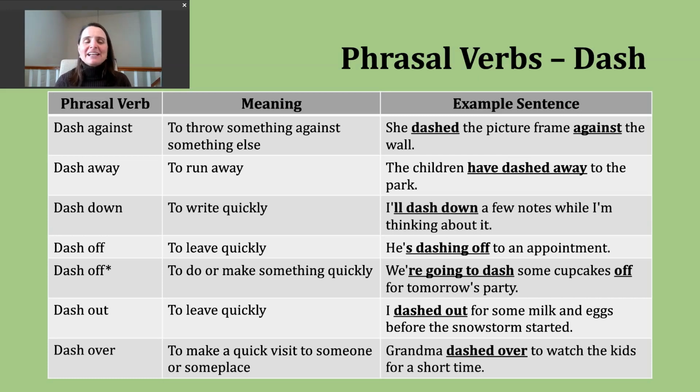Another phrasal verb you might hear is to dash over. Generally, this is used to describe someone making a quick visit to another person or some other place. An example of this, Grandma dashed over to watch the kids for a short time. Okay, so maybe a parent had an emergency, right? Can you quickly come over, help me out for 30 minutes? Something like that. That could be the quick visit. Many times we're using this where there isn't a lot of planning going into that particular moment.